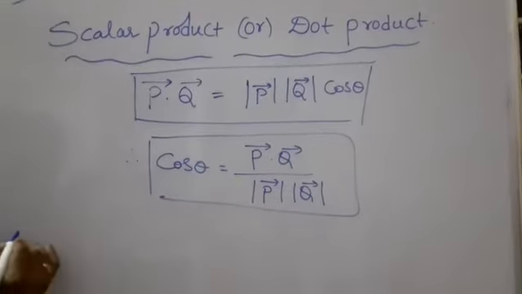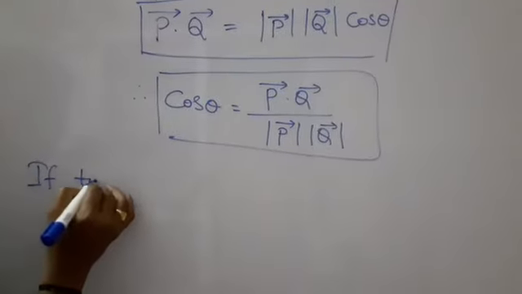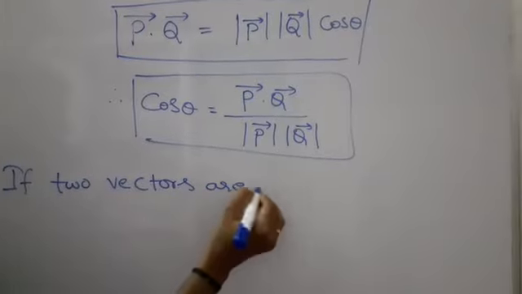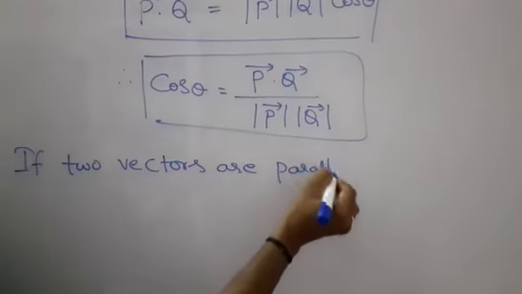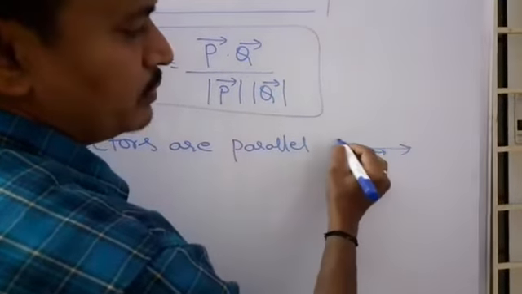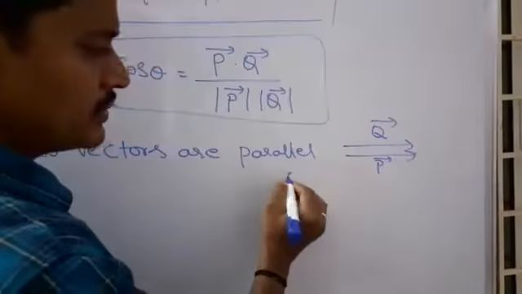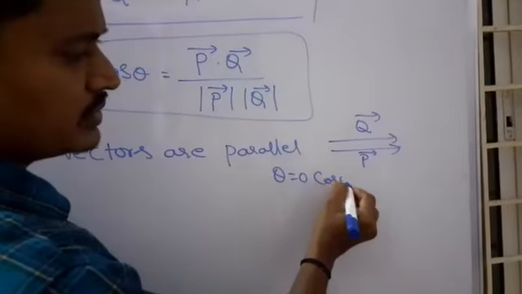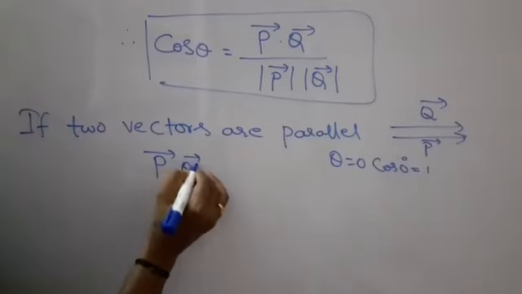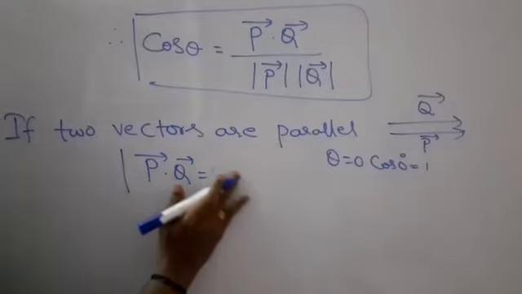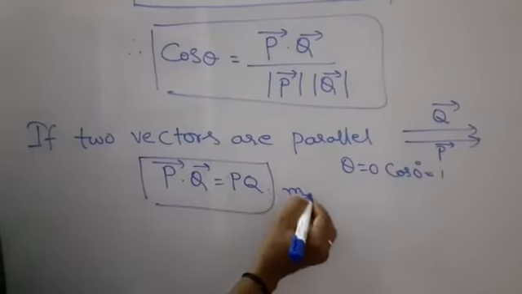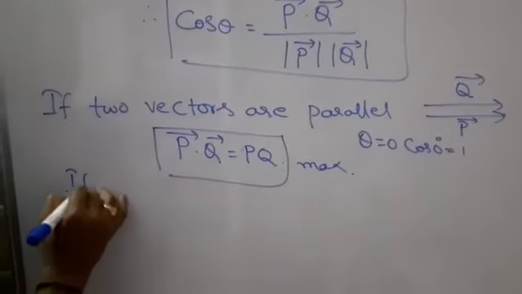So here, if two vectors are parallel, what is the dot product? Parallel means what? Here P bar is one vector, Q bar is another vector, both of them are parallel, so theta is 0, and cos of 0 is equal to 1. Therefore P bar dot Q bar, cos 0 is 1, so it is PQ. That is the maximum.